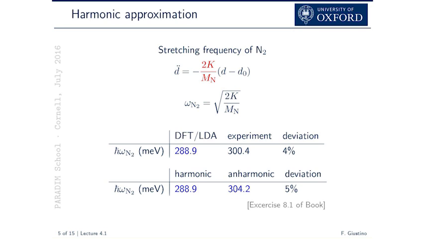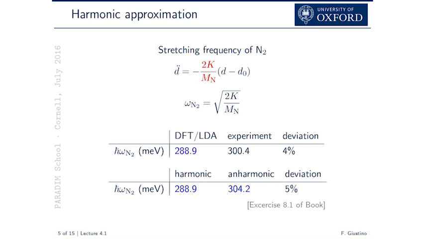So if you take this coefficient, multiply by 2, divide by the mass of nitrogen, take the square root, you get a frequency, which is basically 1 over time. If you multiply by h bar to obtain an energy, you obtain this value. So in the case of nitrogen, it's 288.9 millivolts, and the experiment is 300.4 millivolts. Okay, so that's about 4% deviation.